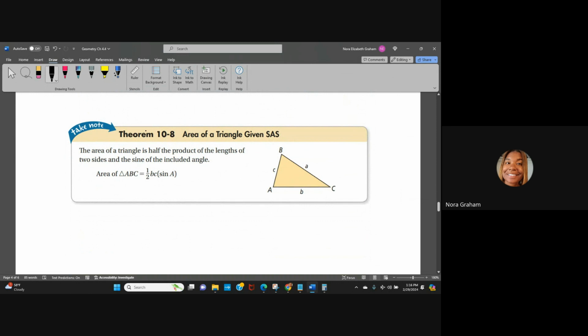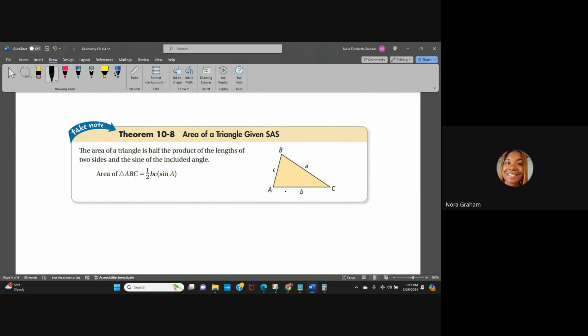All right, so also in this chapter, they introduced theorem 10-8. This is the area of a triangle given side, angle, side. So remember in our earlier chapters, I believe it's 4-4, that I introduced side, angle, side, and side, side, side, and angle, side, angle, and all those postulates. This kind of comes from there, okay? But we do have a theorem. Remember, a theorem in math is something that's already proved, so we can just use it.